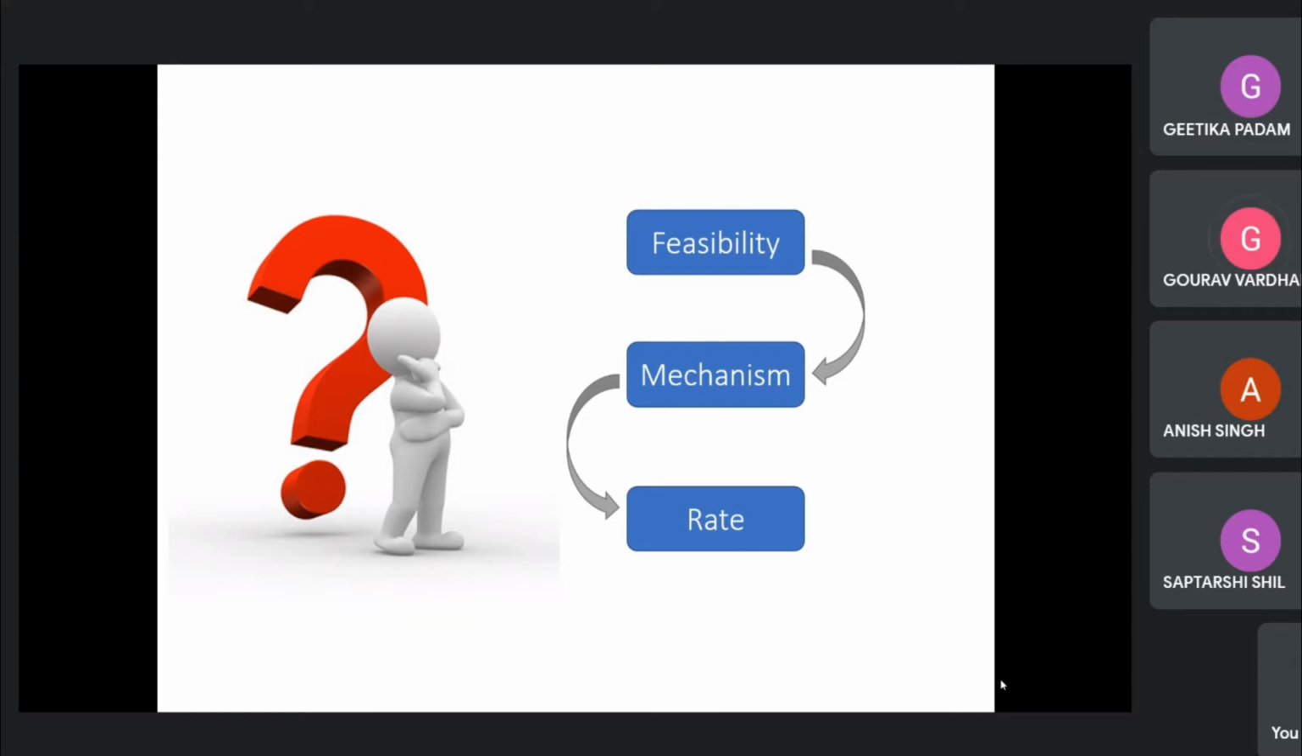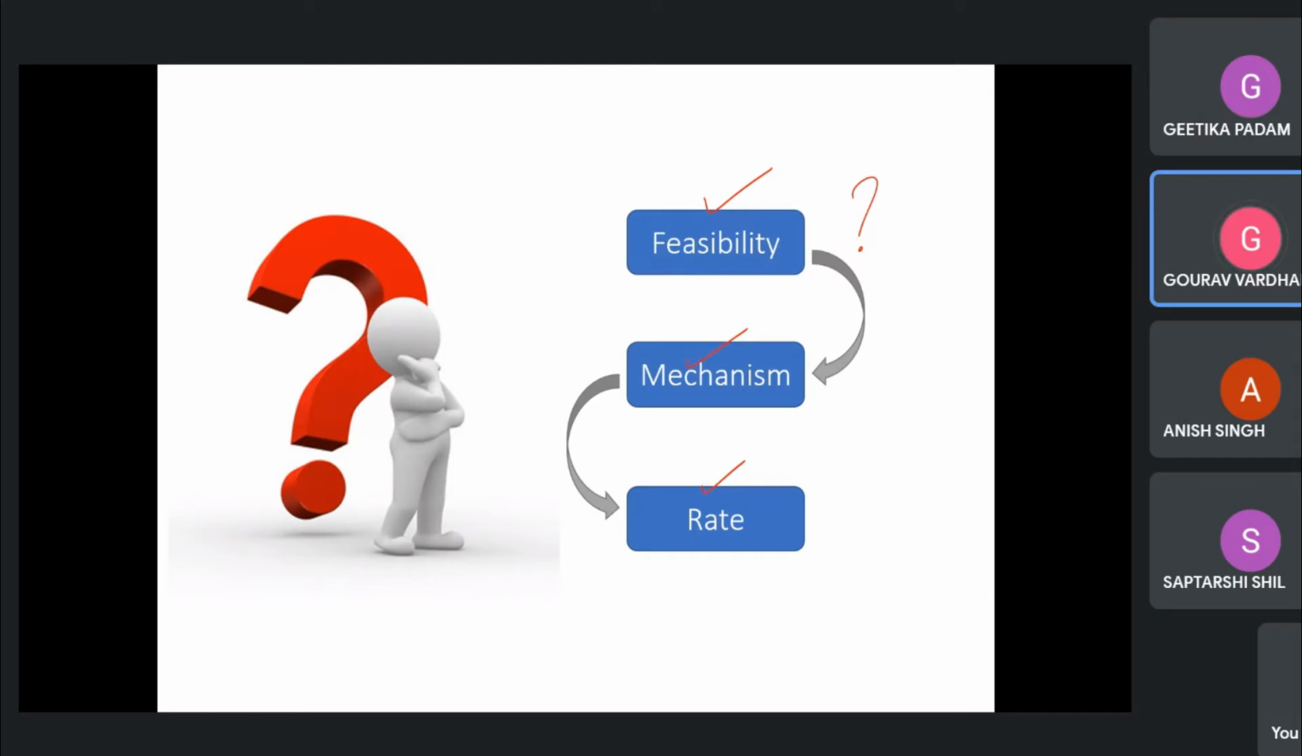These are the three basic questions we need to answer when we encounter a new problem: feasibility, mechanism, and rate. I always say to students that anywhere you go, you will find these three questions. So for feasibility, you need to answer whether the process is feasible or not. Once you get the answer, you will go on to establish a mechanism, and you also have to look into how much time will be taken for completion of the process.